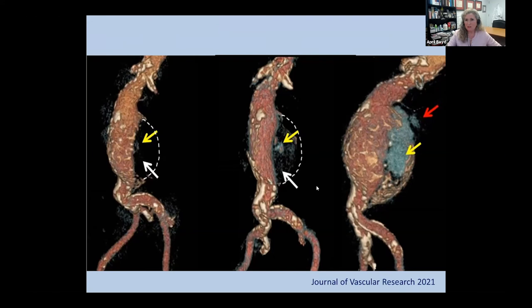Anyway, he finally had surgery. He had an uneventful repair. He died 2 years later of heart failure, and he gave me permission to use his films posthumously for understanding aneurysm rupture. And I find it very interesting that we believe and we see that aneurysms tend to rupture through thrombus.